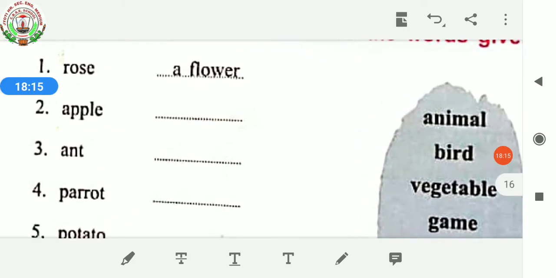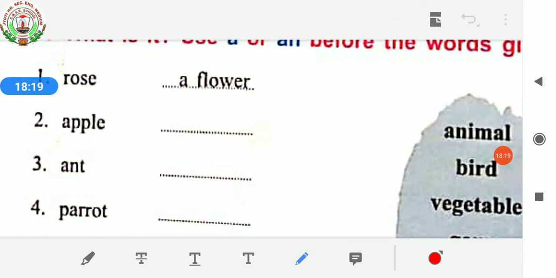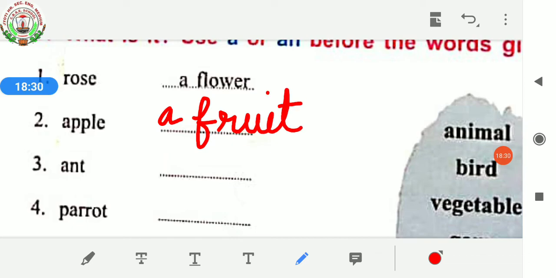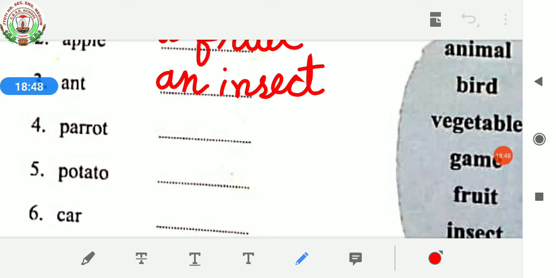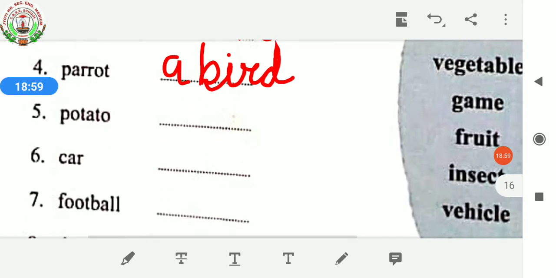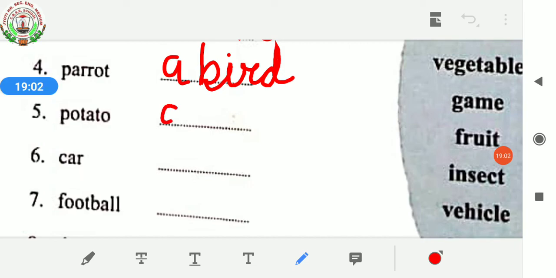Okay, coming to the next one, apple. Apple, we know that it's a fruit, so what you have to write? A fruit. Okay, next one, ant. Ant, we know that it's an insect, so we have to write an insect. Okay, now next one is parrot. Parrot, we know that parrot is a bird, so we have to write a bird. So next one is potato. We know that potato is a vegetable, so we have to write a vegetable.